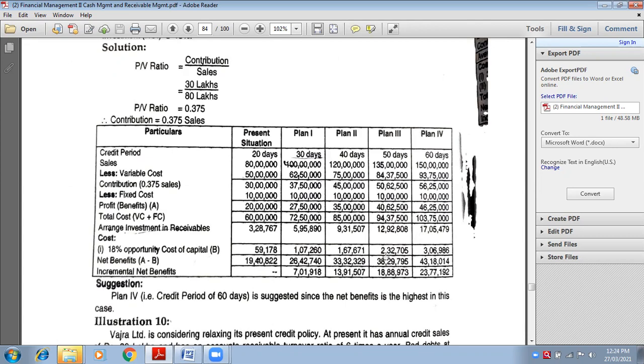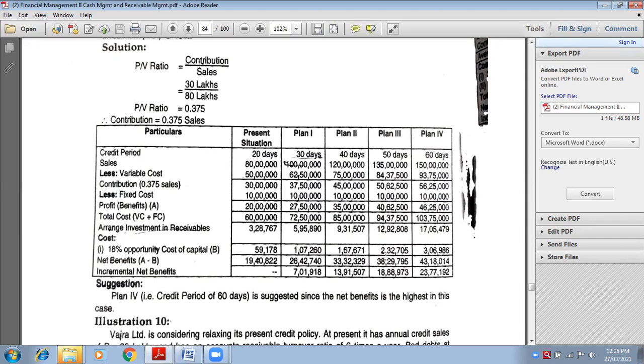Now what will you do? You will calculate net benefits and the formula is A minus B. So do it and tell me what is net benefits. For present situation, A minus B. A is 20 lakhs, B is 59,178. So what will be your answer for net benefits? 19 lakhs 40,822. Very good.